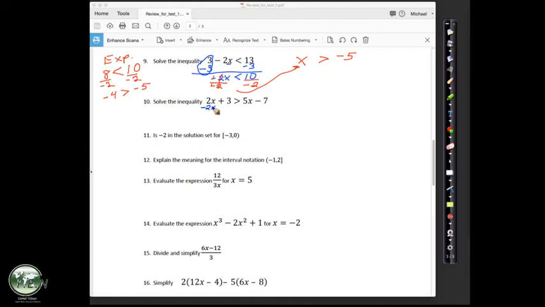So if we minus the 2x, it takes it away from the left side, makes it into a 0, and then it gets the x's together on the other side. And we're subtracting, we're not multiplying or dividing by a negative, so we don't have to change the direction of the symbol. So on the left side we have 3 greater than 5x minus 2x, 3x minus 7.